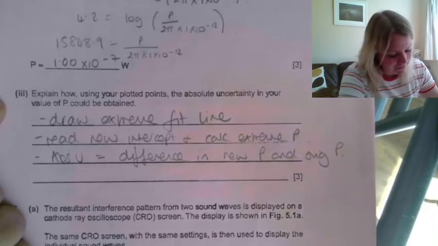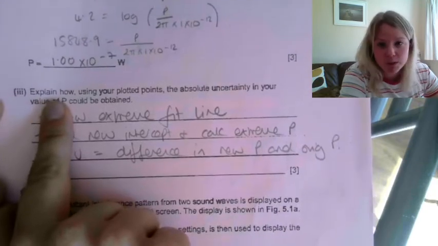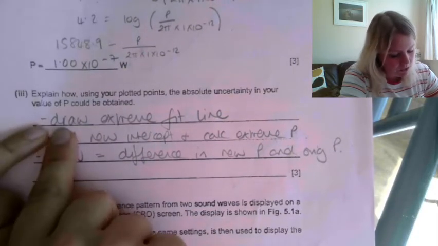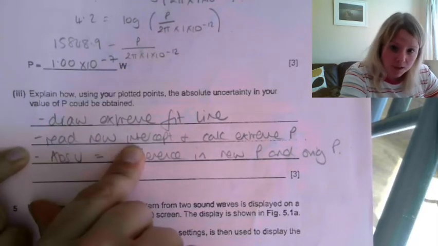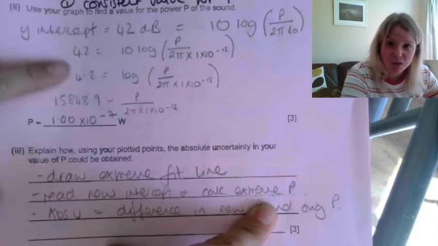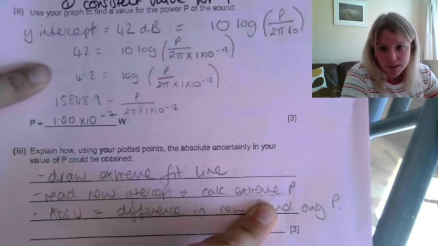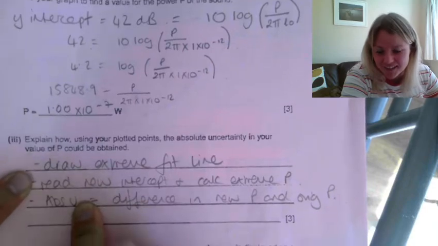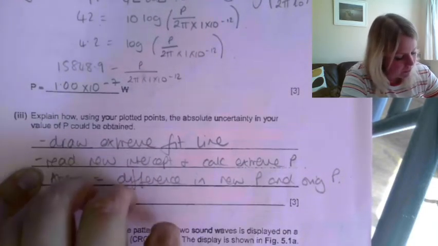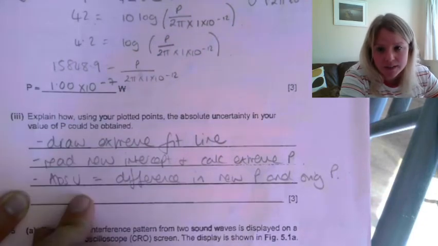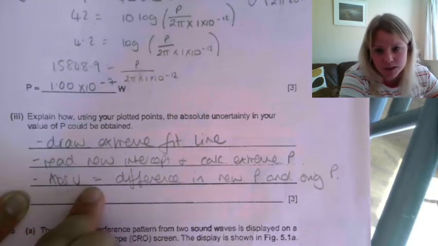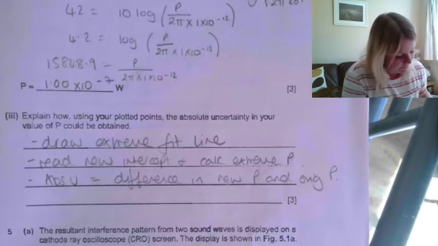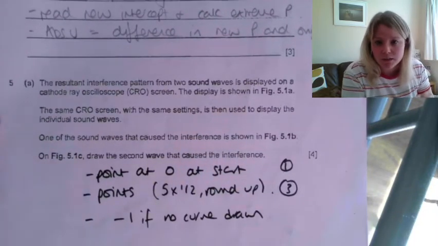Part 3. Yeah. Right, explain how, using your plotted points, the absolute uncertainty in your value of P could be obtained. So you need to draw an extreme fit line, then read your new intercept, and then calculate the extreme P. So doing all this again for your new y-intercept. Well, actually, sorry, you don't have to do it. You're just explaining how. So you need to say that this is what you're doing. So read the new value of your intercept, calculate the extreme P value, and then say that you can get the absolute uncertainty. It's just the difference between the 2 P values, your original one and your new one. Yeah? Right, let's look at question 5.